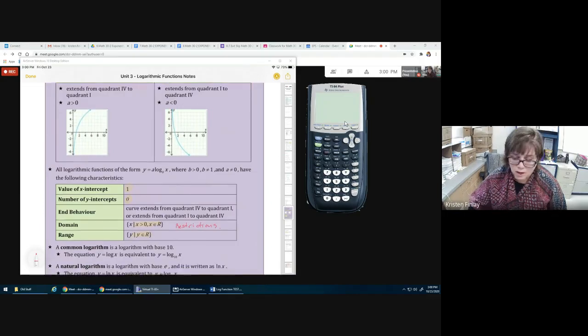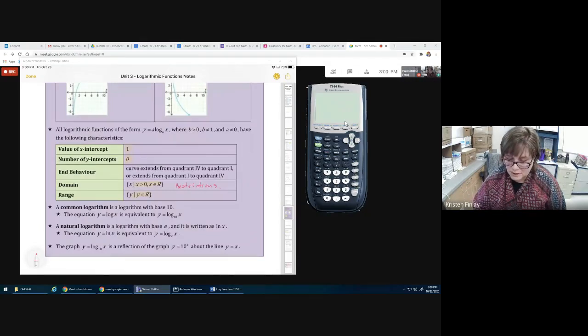Okay. A common logarithm is a logarithm with base 10, and a natural logarithm is a logarithm with base e. It's written as ln x, and that uses Euler's number. The graph of log base 10 of x is a reflection of the graph of y equals 10 to the x. So let's see what that looks like. That's kind of an interesting thing we didn't really explore, but it's kind of neat to look at.